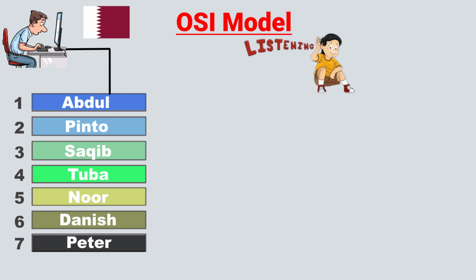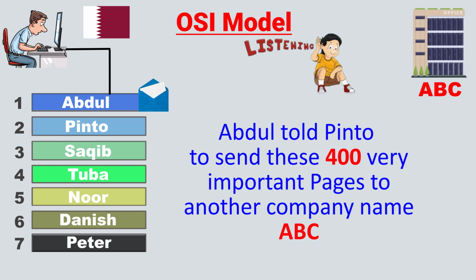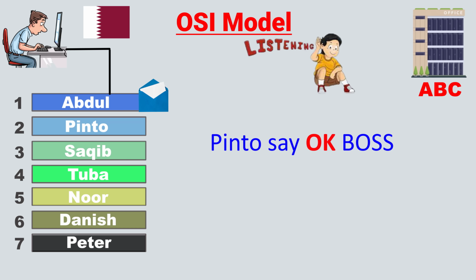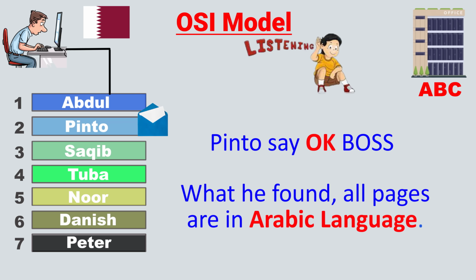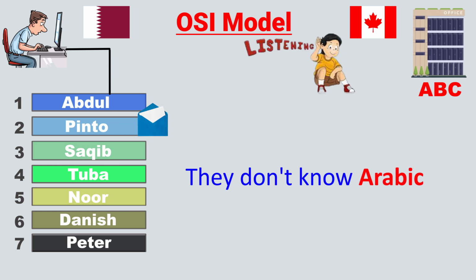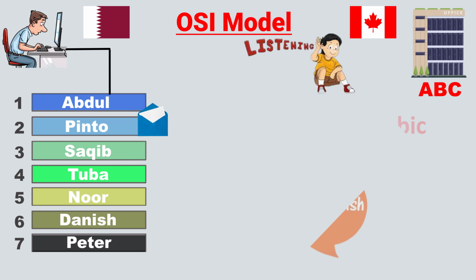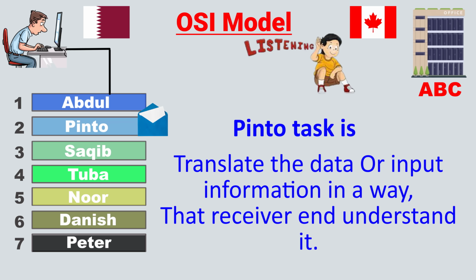The CEO of the company, Abdul, told Pintu to send these 400 very important pages to another company named ABC and make sure it is delivered. Pintu said, okay boss, and took 400 pages from Abdul, and what he found was that all pages are in the Arabic language. But the ABC company in Canada doesn't know Arabic. So Pintu converted these 400 pages into English first. Pintu's task is to translate the data or input information in a way that the receiver end understands it.